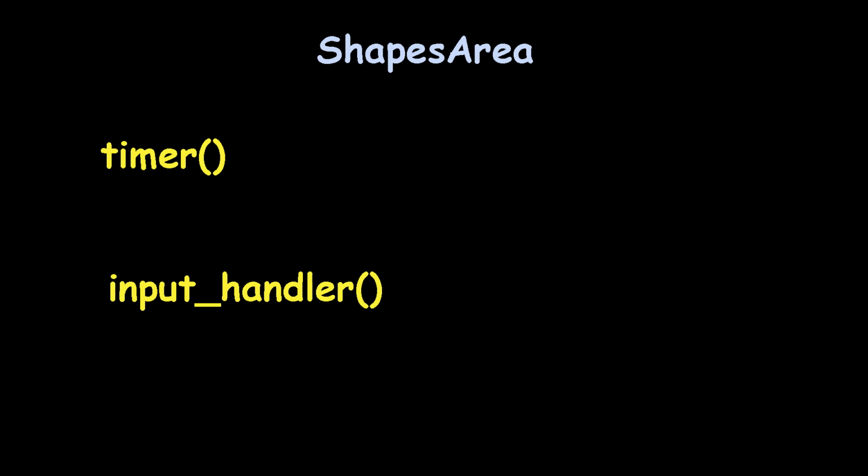And then, to finish our game, we have the shape's area. The shape's area just manages the timer to respawn and move the shapes, and the input handler, to manage all inputs. And so guys, this is the logic of our Tetris game.